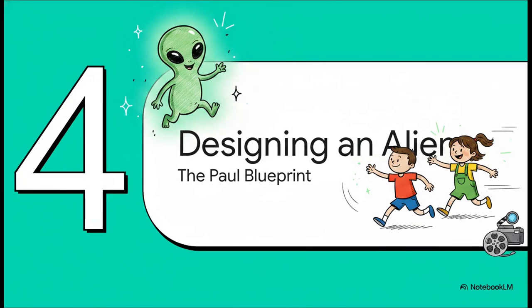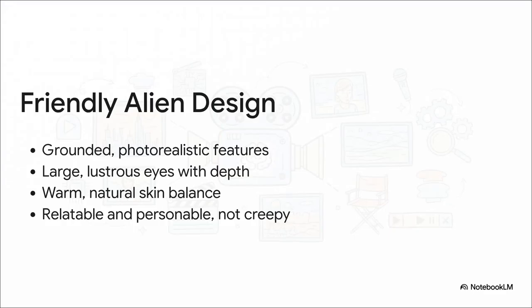Next up, our scene needs its star. Layer 4, designing a friendly alien, the Paul Blueprint. Creating a photorealistic alien that kids are actually playing with is tough. The VFX team at Double Negative figured out that you have to balance traditional features, like the big head, with deeply humanizing traits. You need large, lustrous eyes with real depth and a warm, natural skin tone. If you go with hyper-detailed reptilian textures, it instantly becomes creepy. It has to feel grounded and relatable.